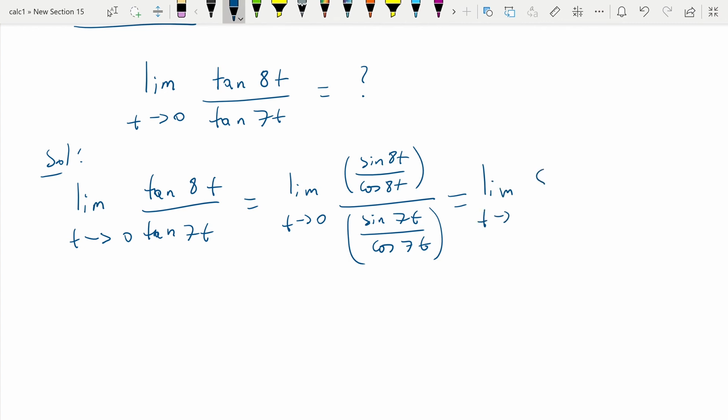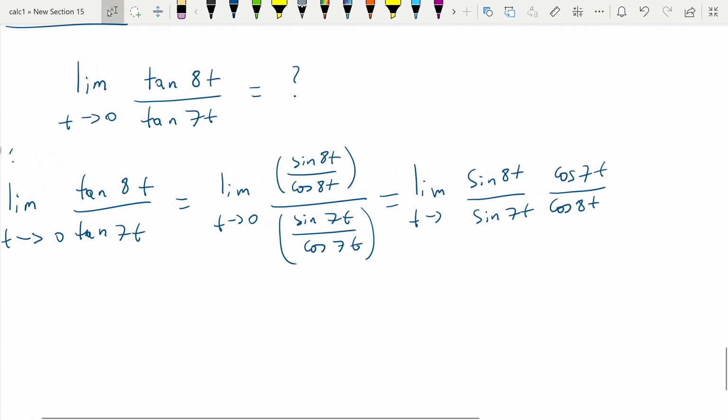We get that this is the same as the limit of sine of 8t divided by the sine of 7t, times the cosine of 7t divided by the cosine of 8t. Remember here that we flip the fraction at the bottom and multiply the fraction at the top. That's how we obtain this, and then we arrange things and arrive at this expression here.